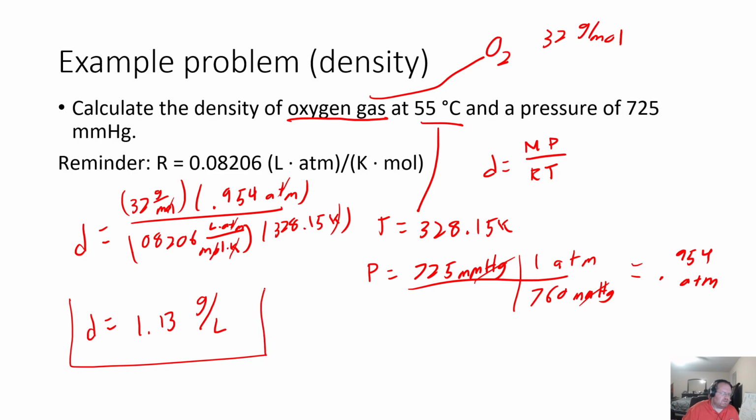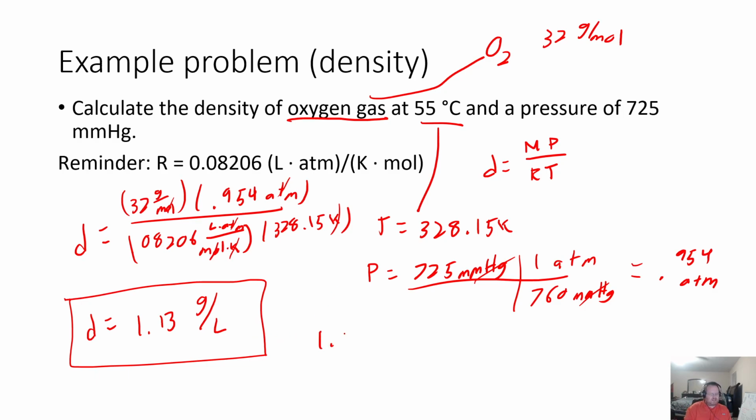Note, you would need to check the problem. This problem didn't specify what density units you had to use, so this is okay. And we most often use grams per liter for gases, but if you wanted, it might ask for it in grams per milliliter. You would then need to convert it from grams per liter to grams per milliliter by multiplying by 1,000. Check that your units work out when you do that. Yep, 1 liter, 1,000 mL. Yep, that would work.